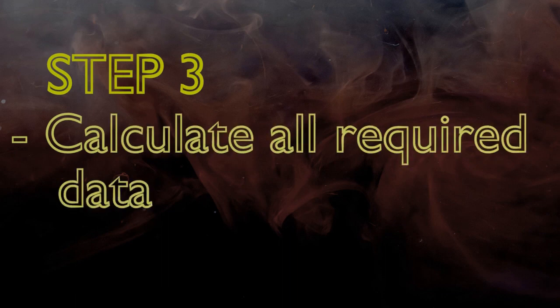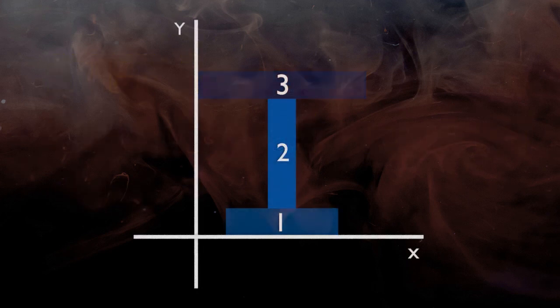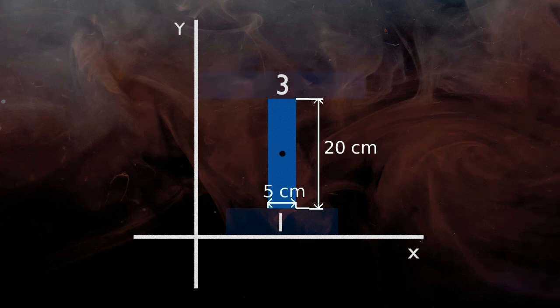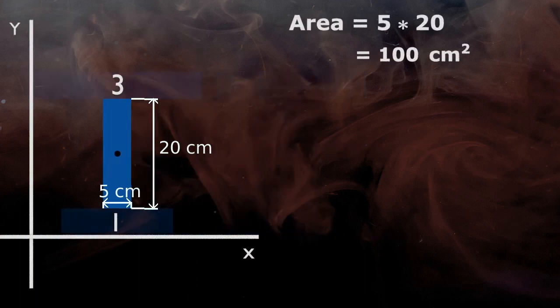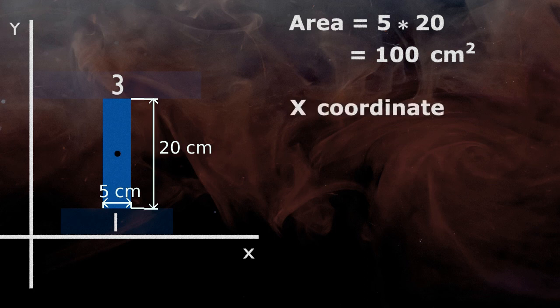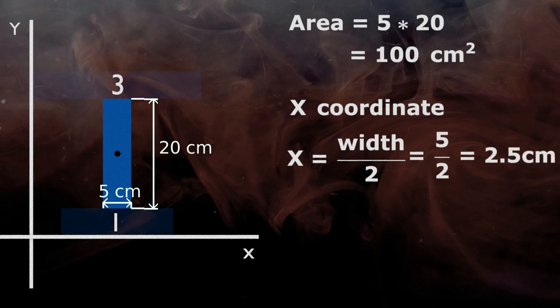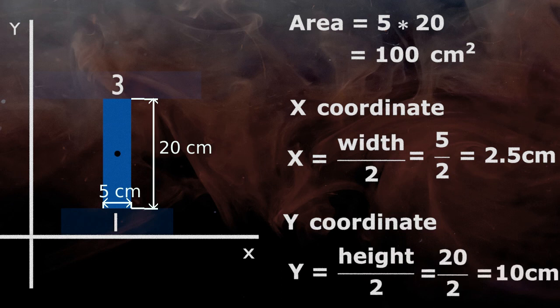We will repeat step number 3 for the other two rectangles. So first we will highlight rectangle 2, that is the web, and locate the centroid and dimensions. Now the area of rectangle 2 is 5 cm width into 20 cm height, which is equal to 100 cm square. The x and y coordinates for a rectangle in general are width by 2, that is 5 by 2 equals 2.5 cm, and height by 2, that is 20 by 2 equals 10 centimeters.